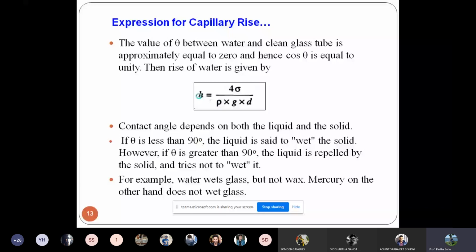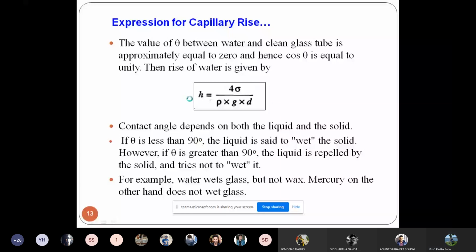Again, sigma is the surface tension. If the surface tension force is higher, then the rise of the liquid will be higher, because h is directly proportional to sigma. Another term is d, the diameter of the tube. The smaller the diameter of the tube, the higher the rise of the liquid will be in the glass tube. So these are the expressions.